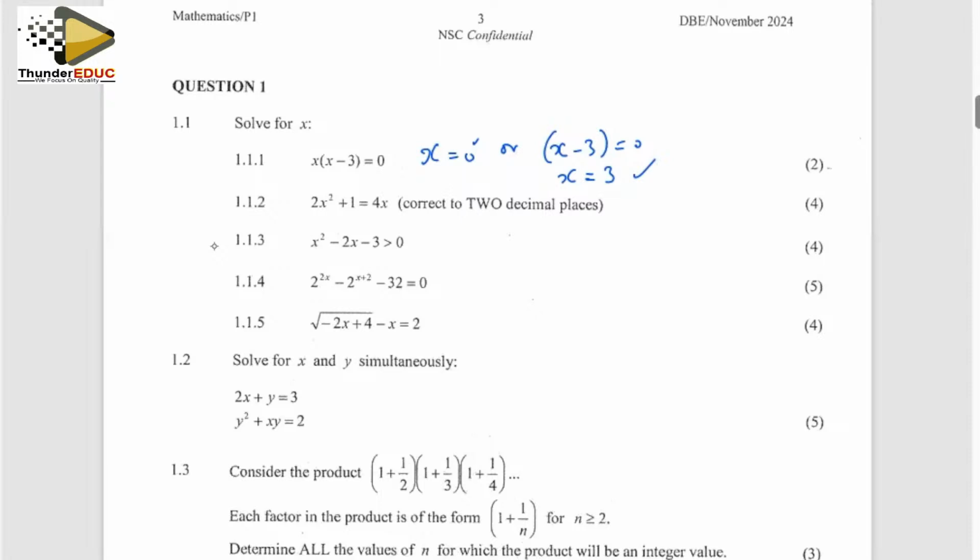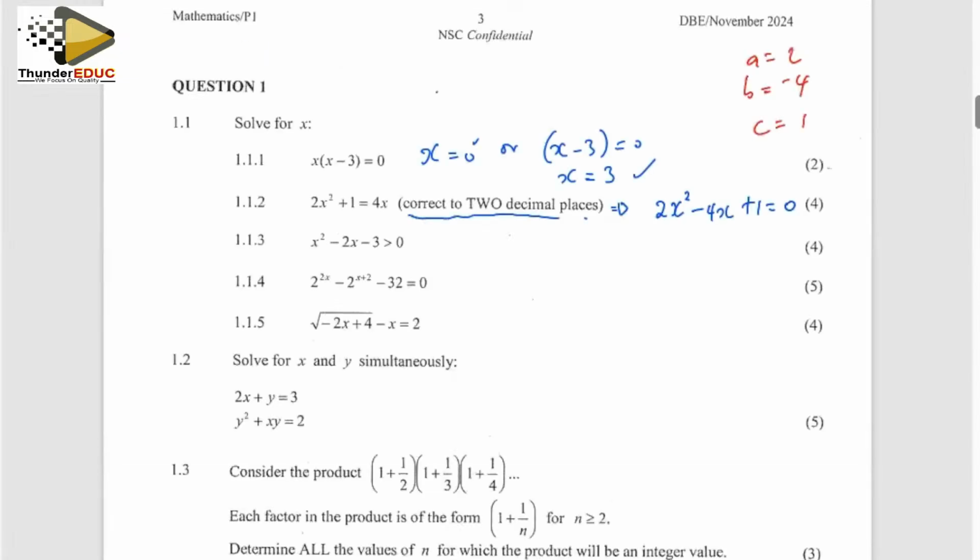Then 1.1.2: whenever we have correct to 2 decimal places, that's going to be the quadratic formula. But before we start with the quadratic formula, we need to create a standard equation where everything is on one side of the equal sign, and we are left with a 0 on the other. That's going to be 2x squared minus 4x plus 1 is equal to 0. From that, we notice that a is 2, b is -4, and c is 1. Then all we have to do is substitute into the quadratic formula.